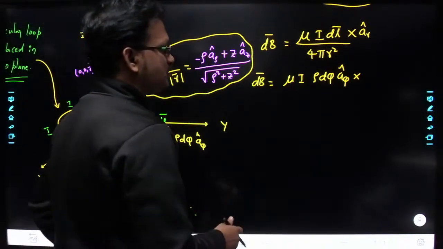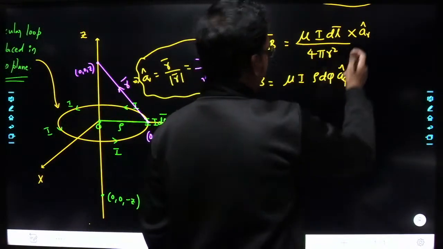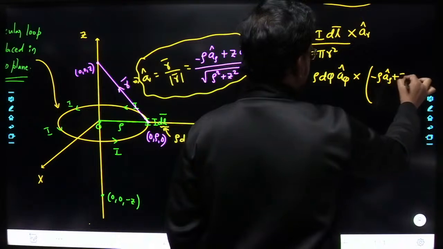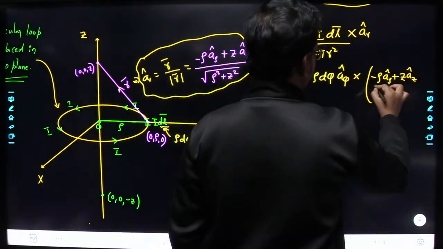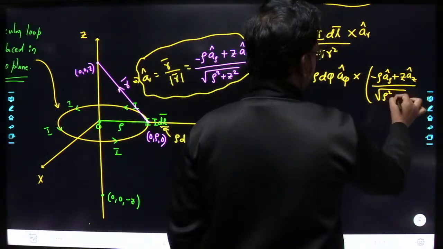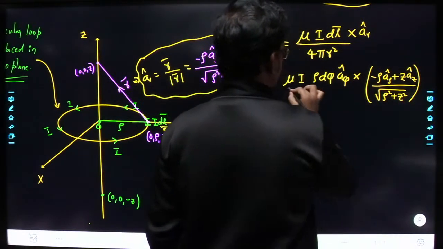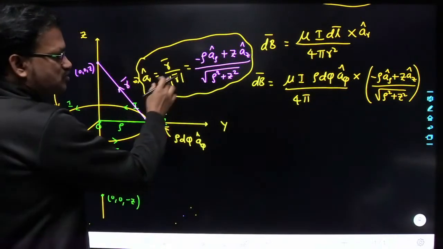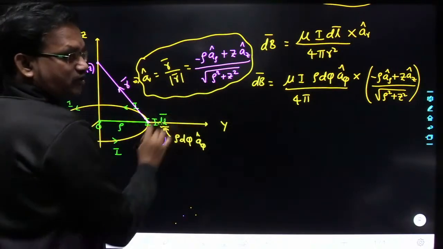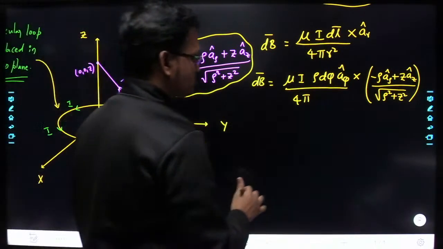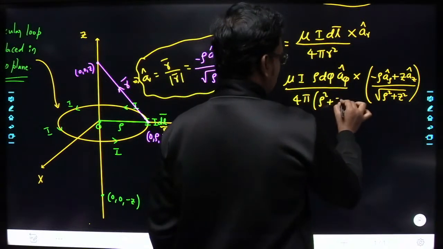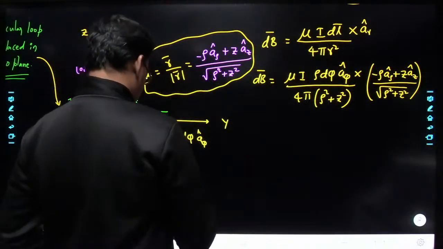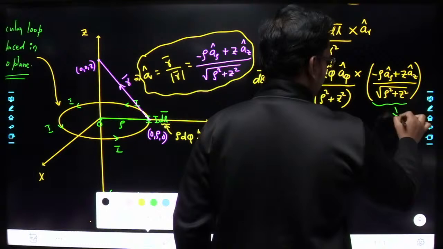Now see here, mu I rho d phi a phi cap cross ar cap is nothing but minus rho a rho cap plus z a z cap, divided by the square root of rho square plus z square. Here it is divided by 4 pi r square. Magnitude of r is the square root of rho square plus z square, so r square means rho square plus z square. This is nothing but ar cap.